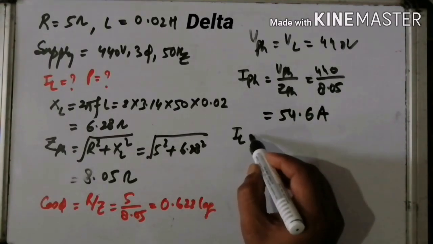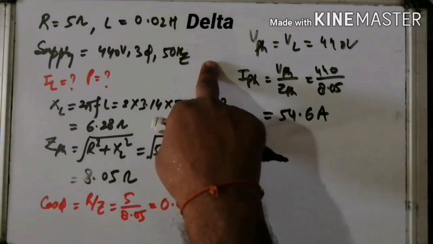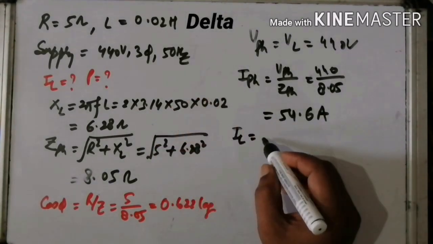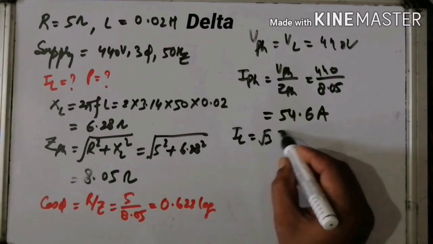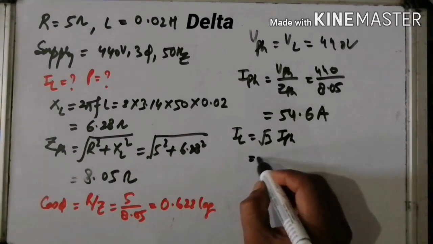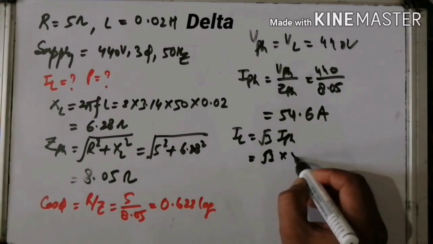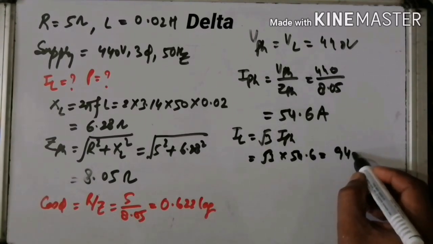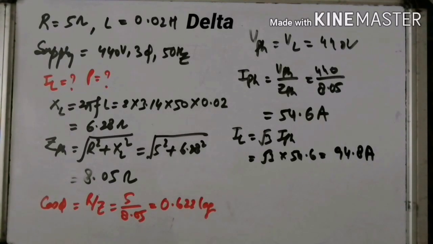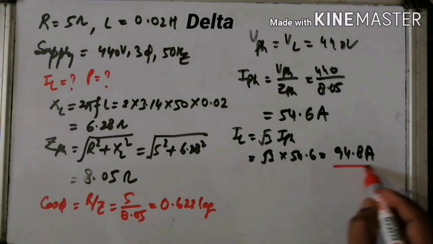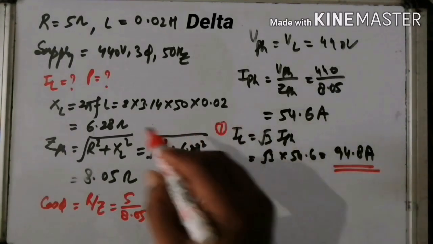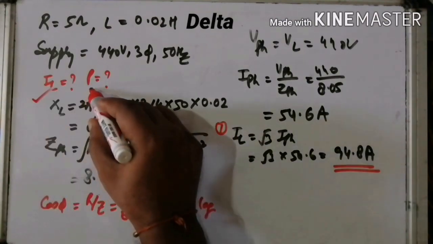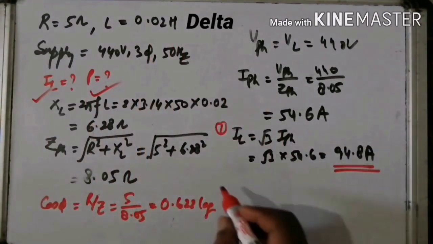And the line current, according to the delta, it is under root 3 times of IPH, under root 3 times of 54.6, that is 94.8. This is our first part. Now power absorbed.